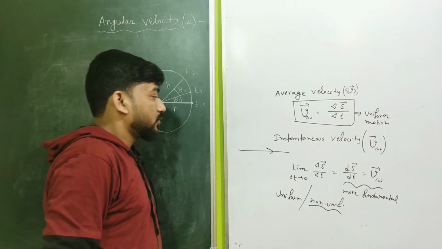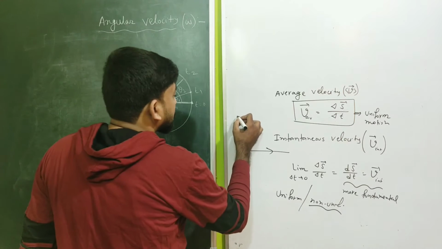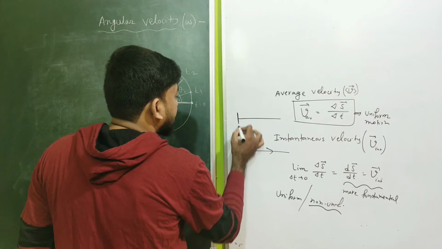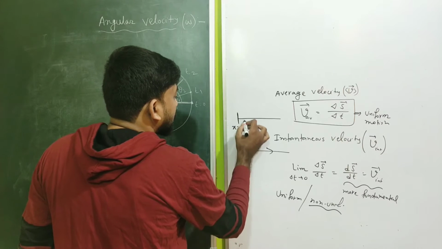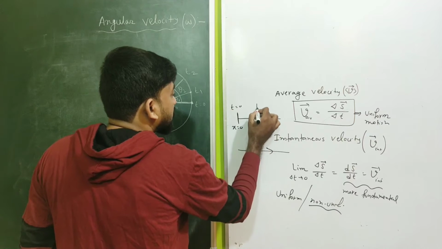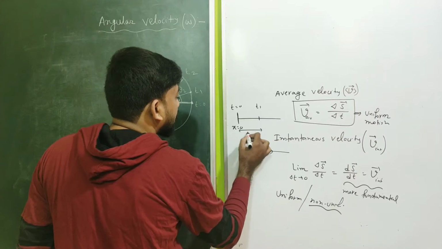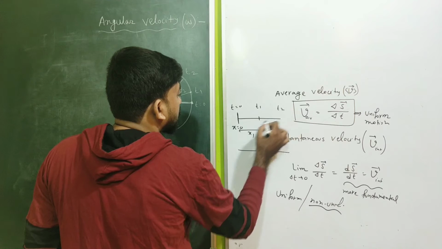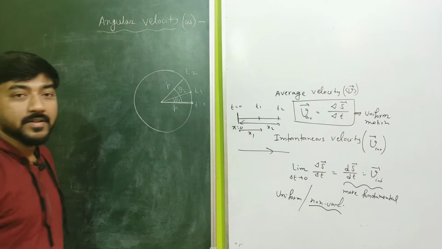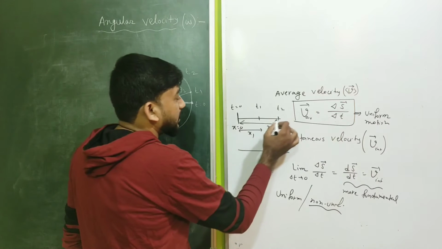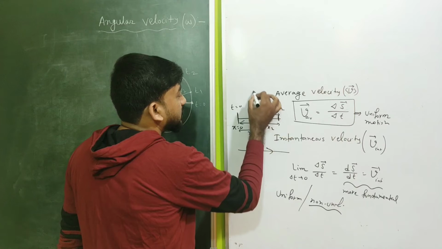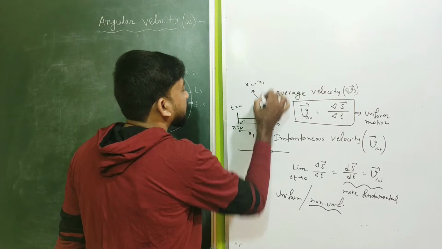Let me take linear motion also. If this is x equal to 0, then initially at t equal to 0 the particle is here. Suppose at t equal to t1 the particle is at this point x1, and when t is equal to t2 the particle is here, at x2. What is the displacement? That is the change of position: the final position x2 minus the initial position x1, so it is x2 minus x1.